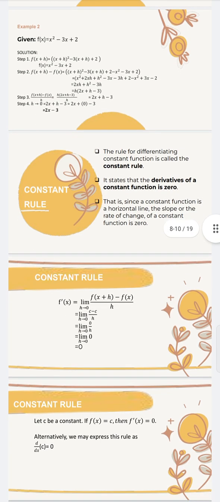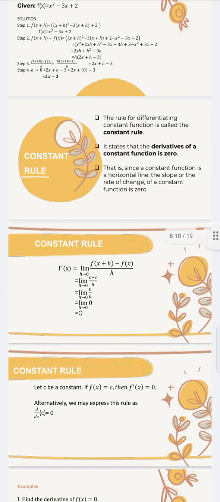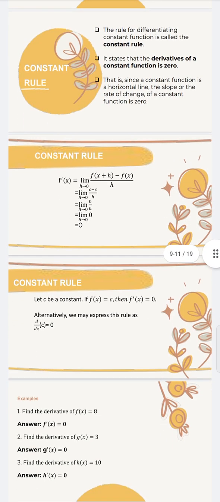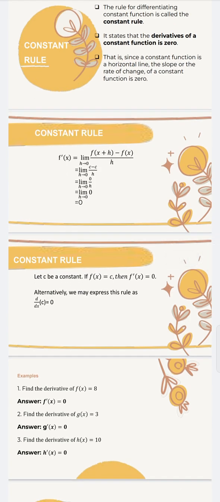The constant rule: f'(x) equals the limit of f(x plus h) minus f(x) over h as h goes to 0. Then the constant rule: let c be a constant; if f(x) equals c, then f'(x) equals 0. Alternatively, we may express this rule as d over dx of c equals 0.